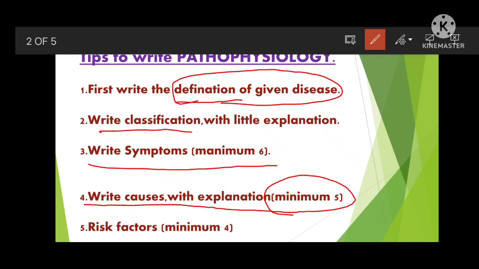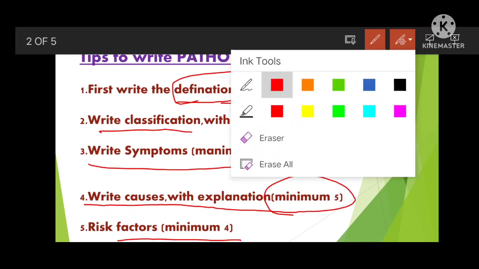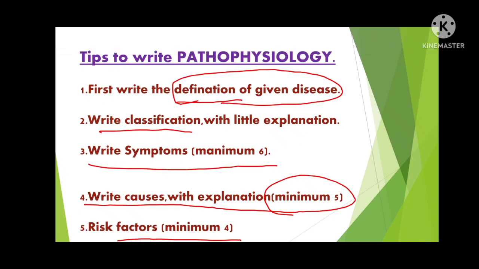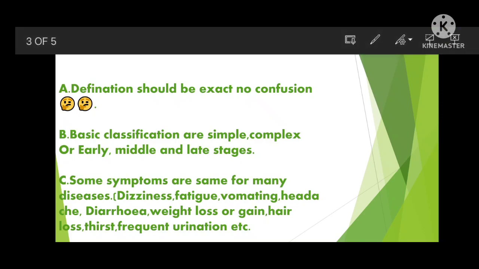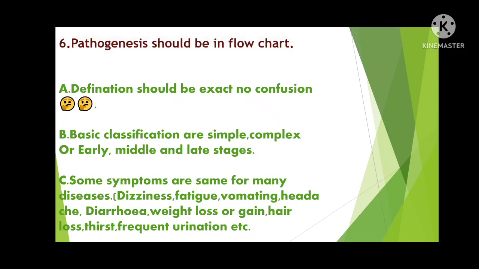Next, the fifth tip to score good marks in patho is risk factors. Minimum you have to write 4 risk factors. Okay, 4 risk factors are enough. Now let's move to the next slide. See, pathogenesis should be in flowchart. This is the 6th point of our important notes. How the flowchart should be, and what should be filled in that flowchart, I will tell you in a later slide.